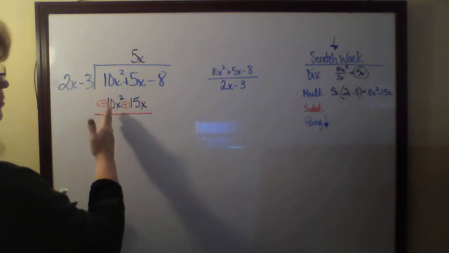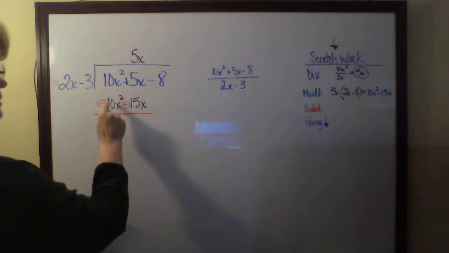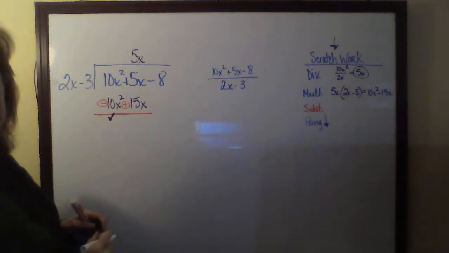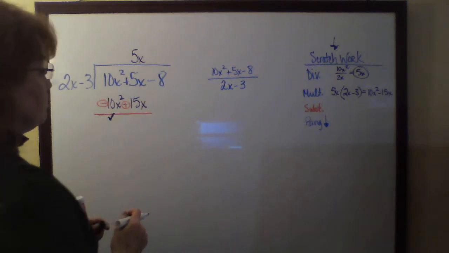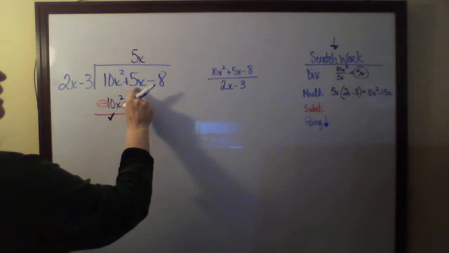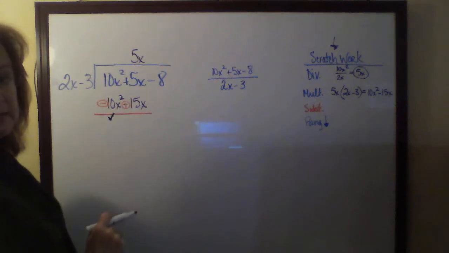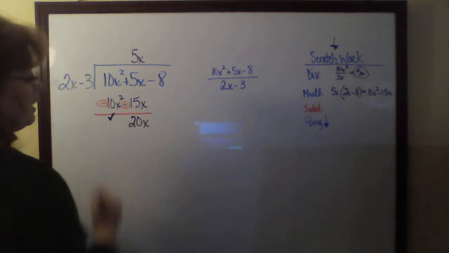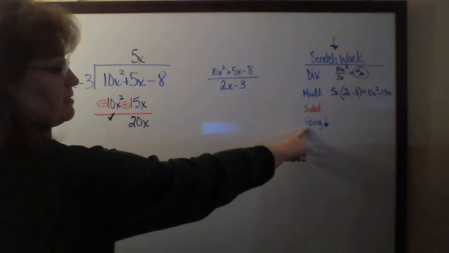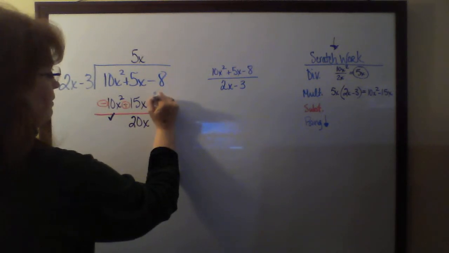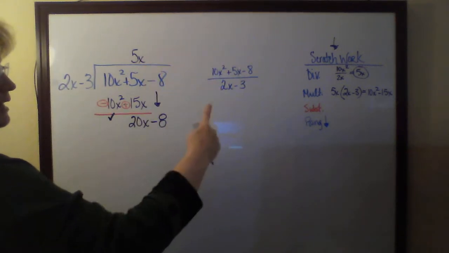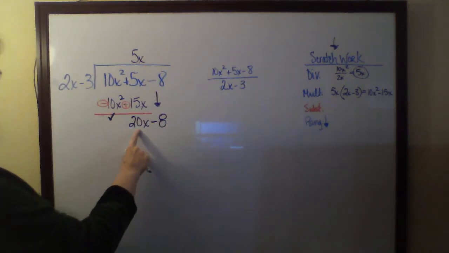Now these right here are going to cancel, 10x squared minus 10x squared, which is what we want. That's what our goal was and will be every time we go through the algorithm. Now, however, I have 5x plus 15x, not minus, because subtraction changed the sign, and the next step is to bring down. So I'm bringing down -8, but I'm going to start all over again.